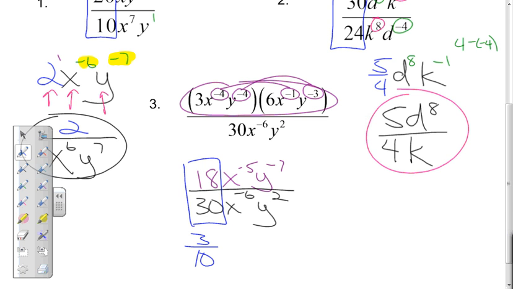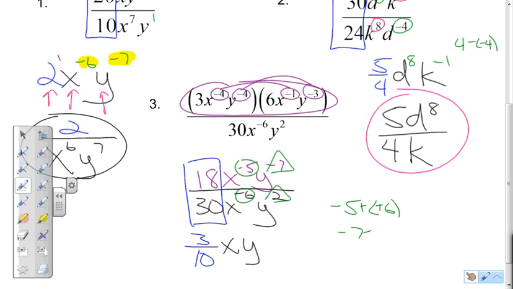Okay? And then I'm going to write my x and subtract the exponents. So be careful, negative 5 minus negative 6 will be 1, so I don't have to write the 1. And then I'm going to write my base of y, and then do negative 7 minus 2, and get negative 9.